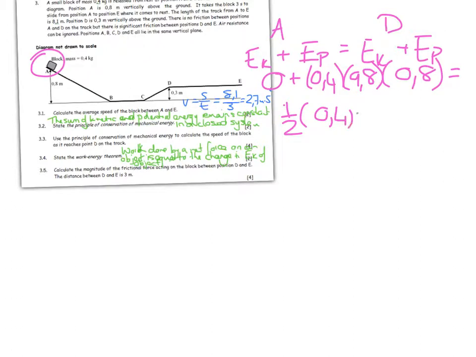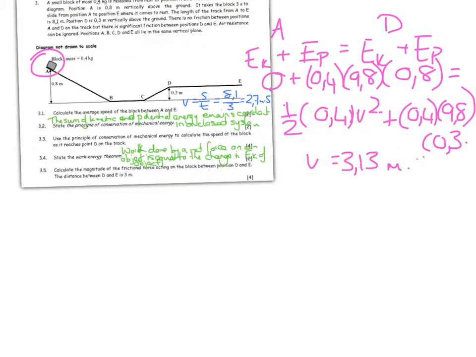0,4. I don't know the velocity, plus 0,4, 9,8, 0,3, and V turns out to be 3,13 meters per second. And again, they asked me for speed, so we do not want a direction.